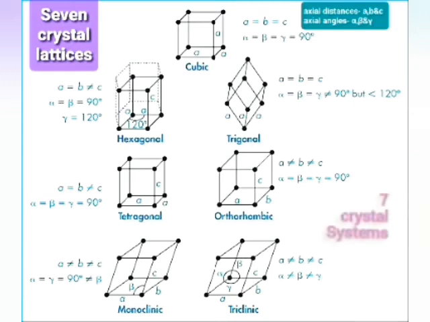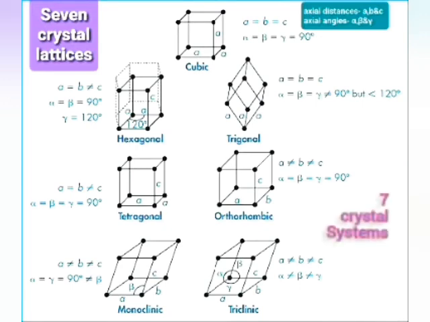In the case of monoclinic, A is not equal to B is not equal to C, and alpha is equal to gamma is equal to 90 degrees, but beta is not equal to 90 degrees. For triclinic, A is not equal to B, which is not equal to C, and alpha is not equal to beta is not equal to gamma.